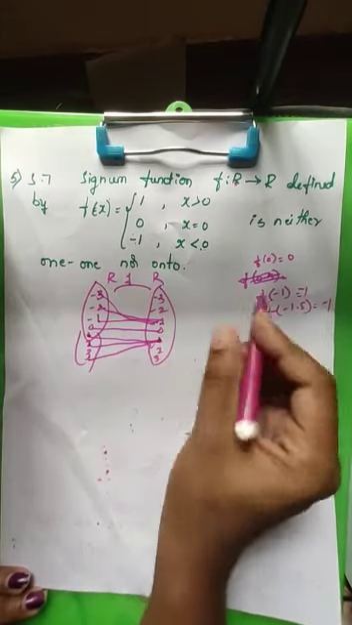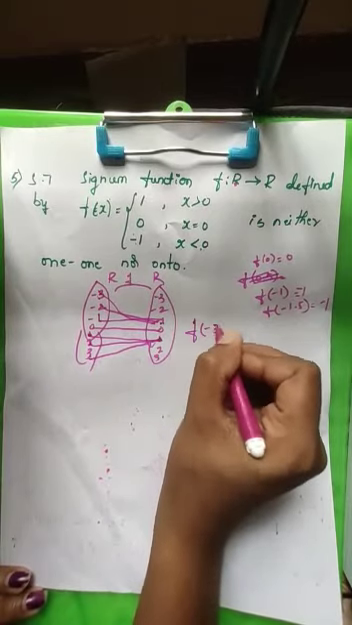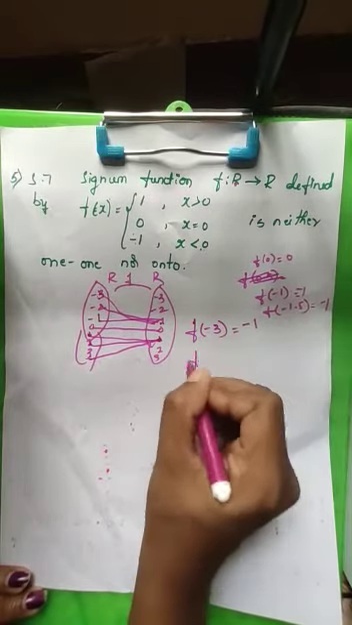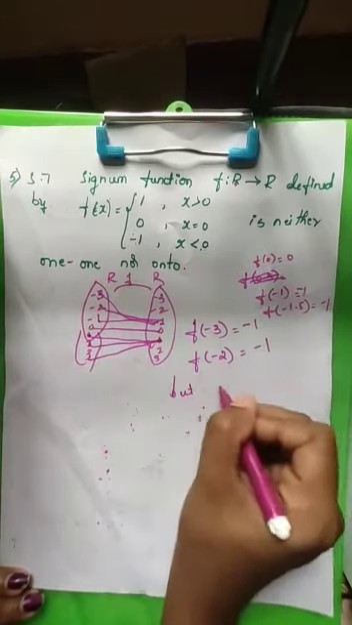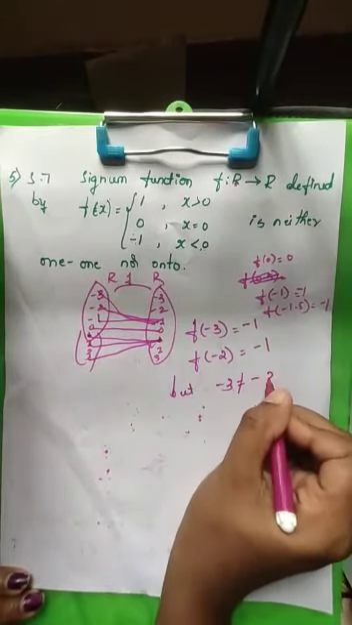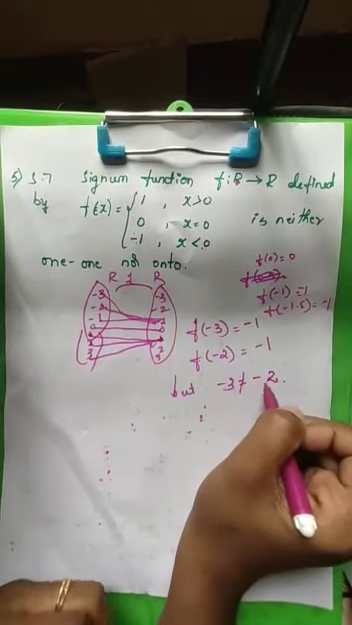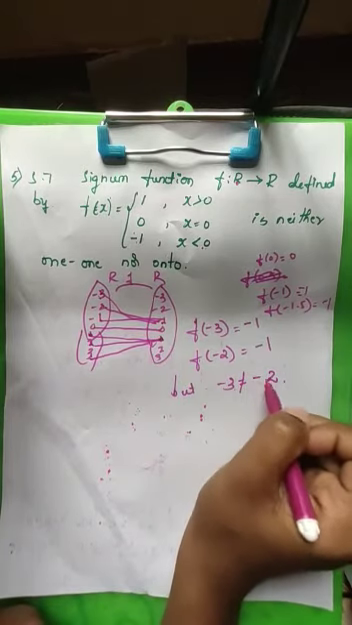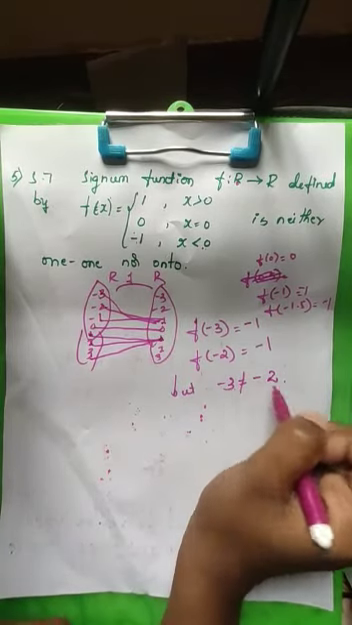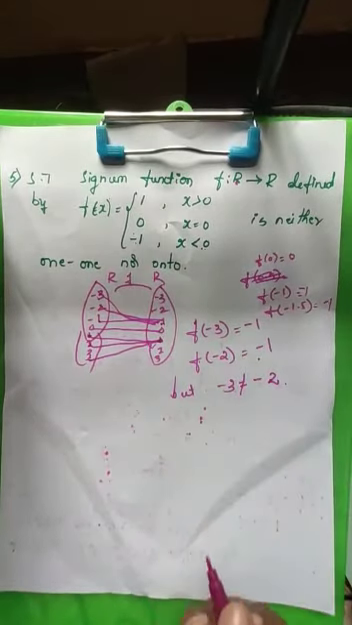So this is not a 1-1 function, because you can say that f of minus 3 is minus 1, f of minus 2 is also minus 1, but minus 3 is not equal to minus 2. Correct? If those two were equal, then we could have told that the given function is 1-1, but these two elements are different elements, and different elements have the same images. That's why this particular function is not 1-1.